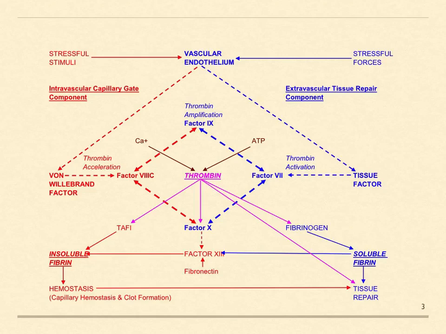However, it is easier to comprehend as two semi-independent subcomponents. The extravascular tissue repair component, shown in blue, corresponds to the extrinsic pathway of the coagulation cascade. The intravascular capillary gate component, shown in red, corresponds to the intrinsic pathway of the coagulation cascade. The tissue repair component governs factor 7 activity to regulate tissue repair in accord with tissue disruption, and the capillary gate component governs factor 8 activity to regulate hemodynamic physiology in accord with autonomic balance.